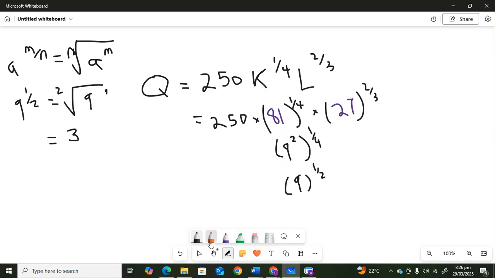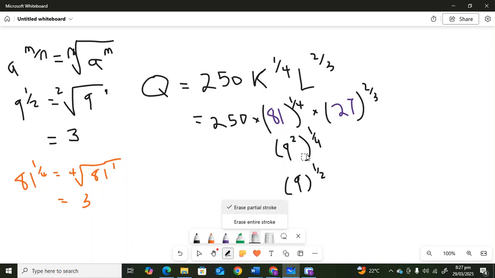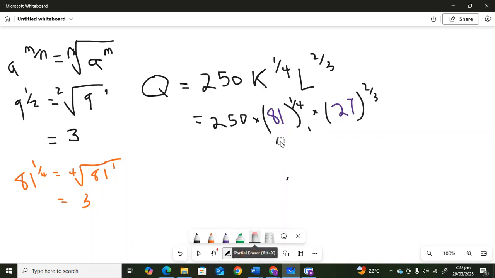The other way we could have done it, 81 to the power 1 over 4, according to the laws of indices, is the fourth root of 81 to the power 1. The fourth root of 81 is 3. Any questions? So this 81 to the power 1 over 4 becomes 3.